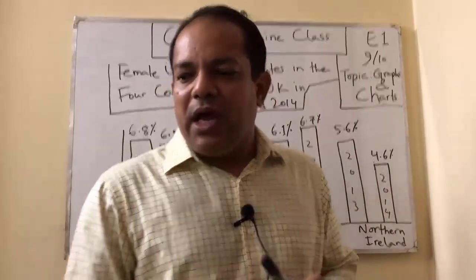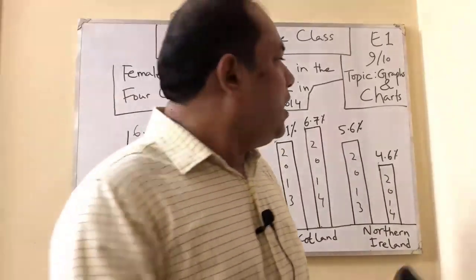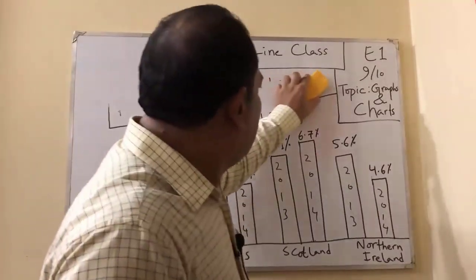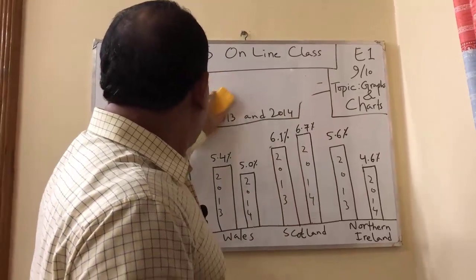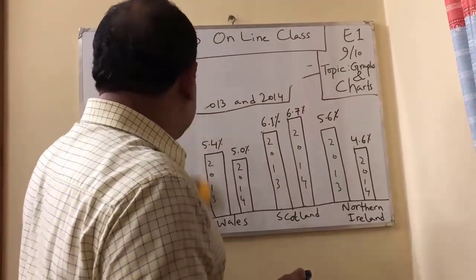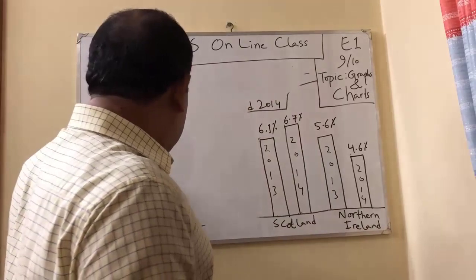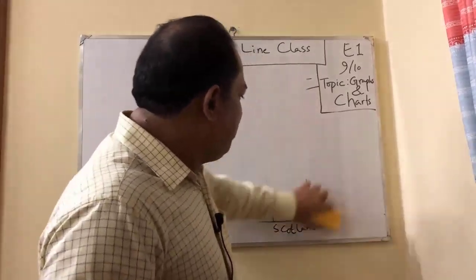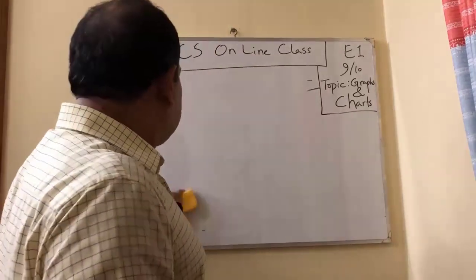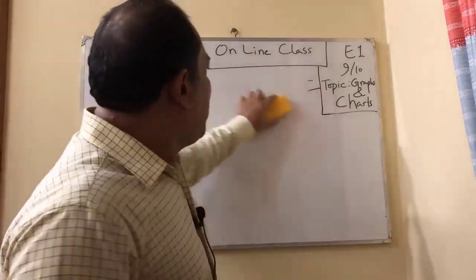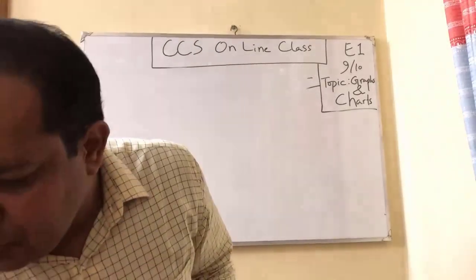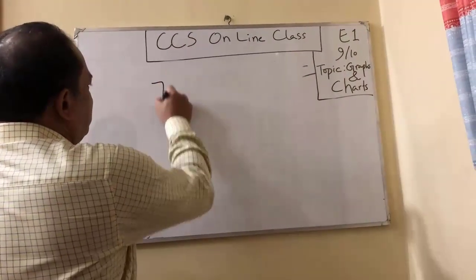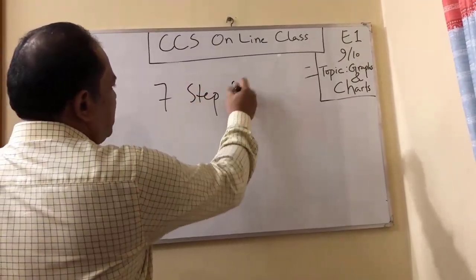Okay, so we have followed here one strategy. It is called the 7-step strategy. Let me write it: 7-step strategy. Before coming to the conclusion, I am giving you final ideas about it.